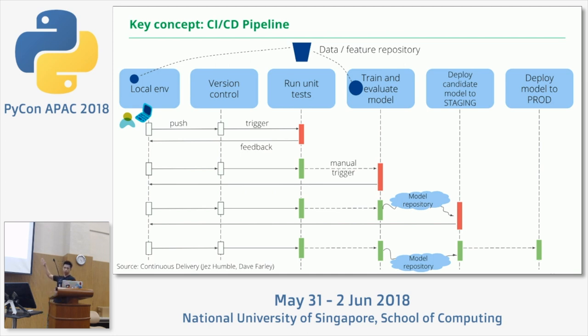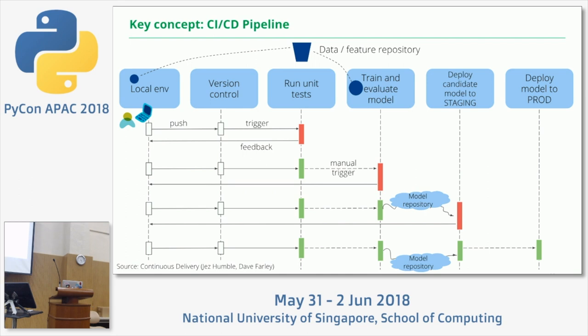And at every stage, it solves a different problem. We'll talk about in detail what those problems are. And then continuous delivery because we are continuously delivering models. They are better and ready to go to production. And if you forget anything about this talk, just remember that CI/CD is about feedback.